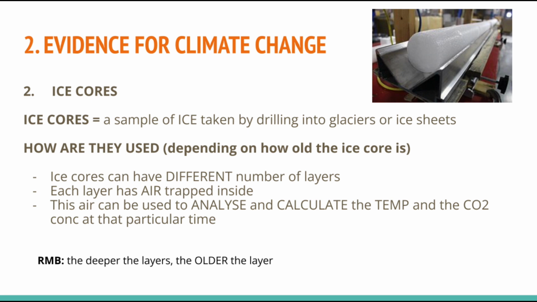Next evidence is ice cores. So what is an ice core? An ice core is a sample of ice taken by drilling into glaciers or ice sheets. But how are they used? This depends on how old the ice core is. Ice cores can have different numbers of layers, and each layer has air trapped inside. This air can be used to analyze and calculate the temperature and the carbon dioxide concentration at that particular time. Again, the deeper the layers, the older the layer.